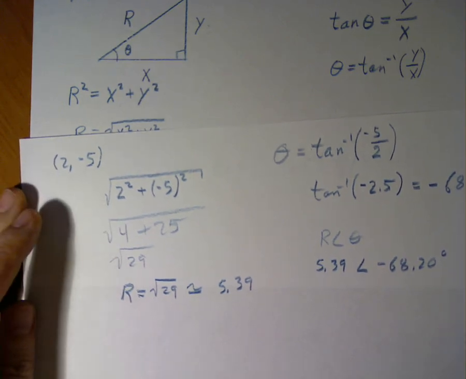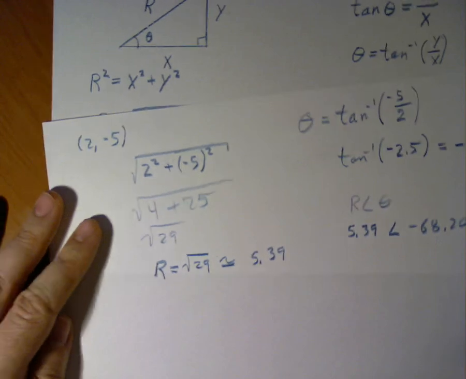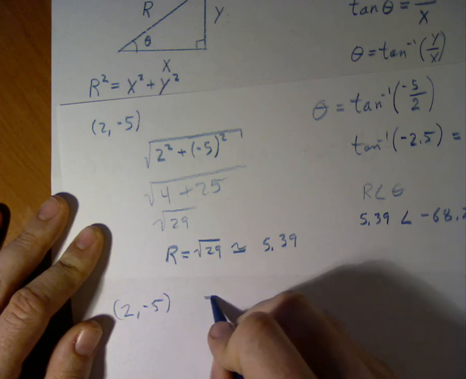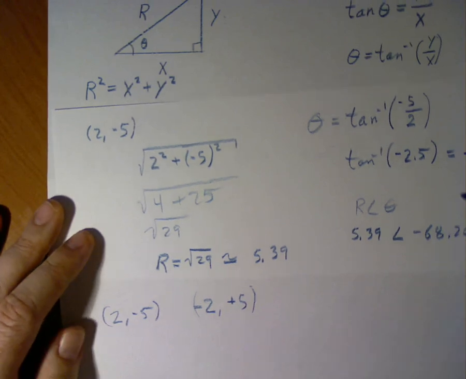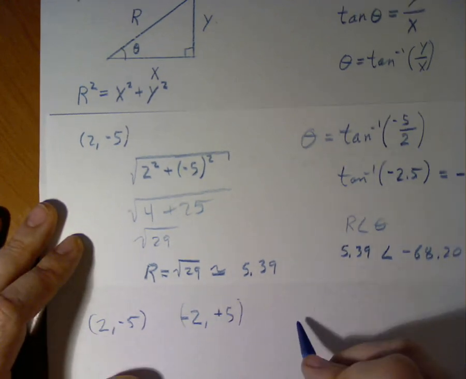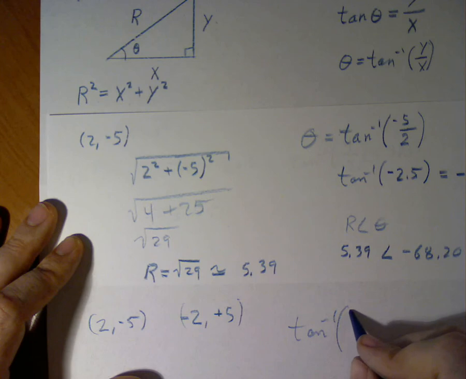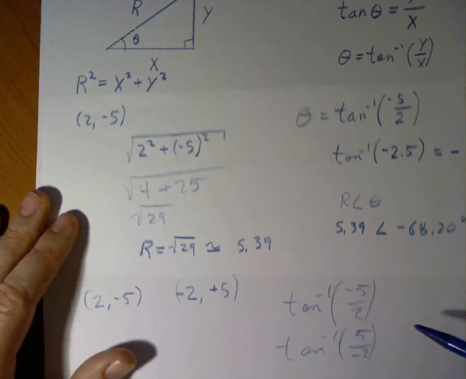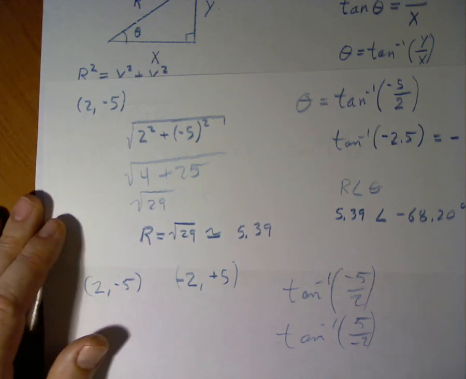One more example illustrates a certain difficulty with this formula. We will notice that the points 2, negative 5, and negative 2, positive 5 would result in the same angle when we use the tangent formula. Whether we do negative 5 over 2, or 5 over negative 2, it gives us the same answer. In this case, we need to be aware of what quadrant we're ending up in.